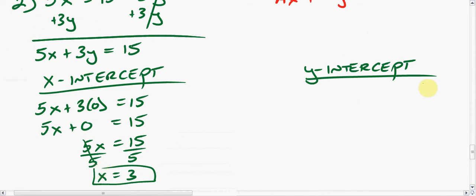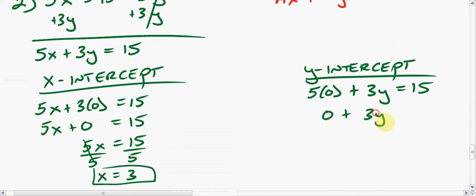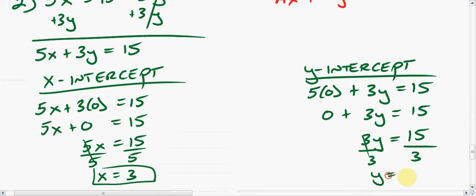Find the y-intercept. I'm going to substitute in 0 for x this time. So I've got 5 times 0 plus 3y equals 15. 5 times 0 is 0. Plus 3y equals 15. 0 plus 3y is simply 3y equals 15. Divide both sides by 3. And I have y equals 5. So I've got my two intercepts.